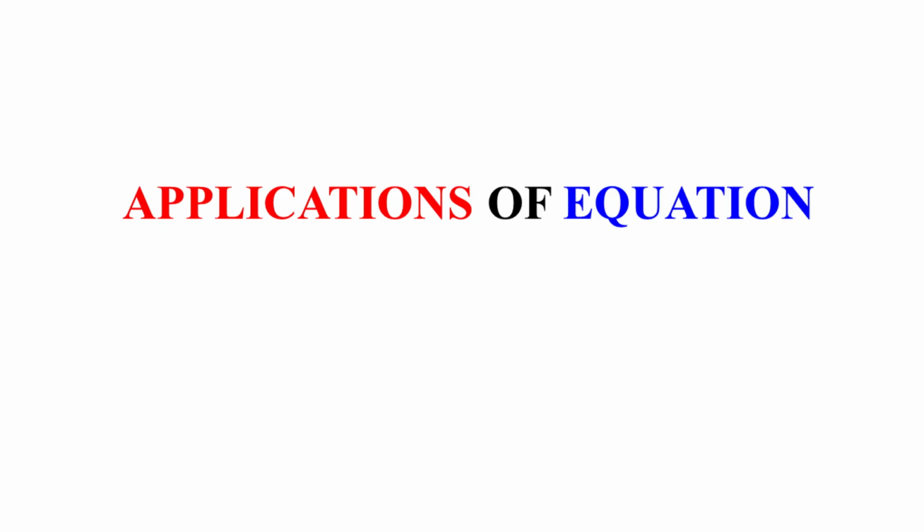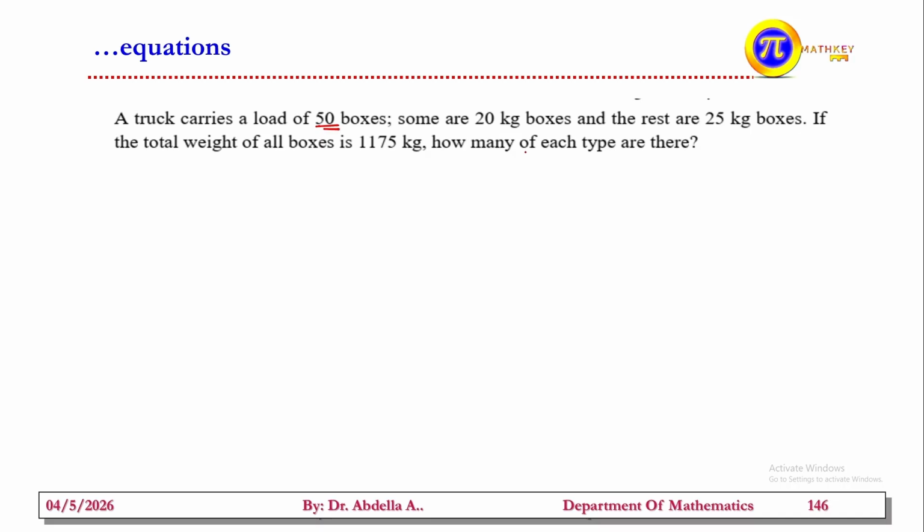It says that a truck carries a load of 50 boxes. Some are 20 kg, the rest are 25 kg boxes. If the total weight of all boxes is 1175 kg, then how many of each type are there?